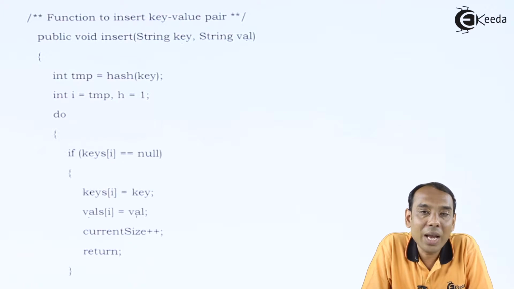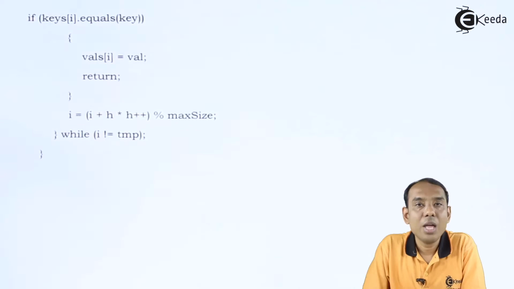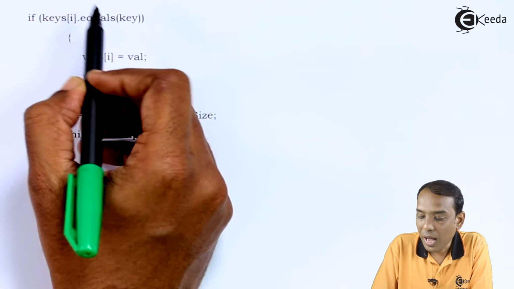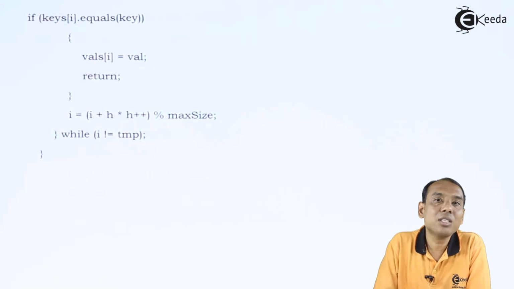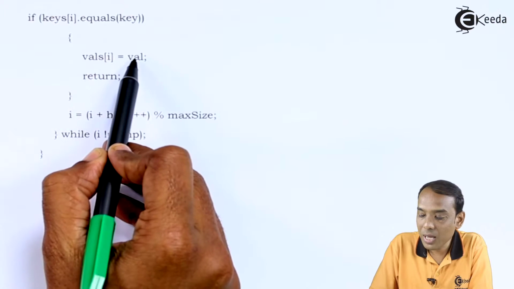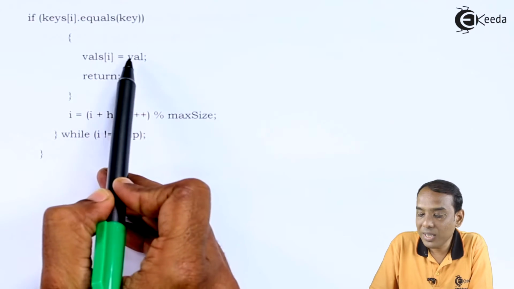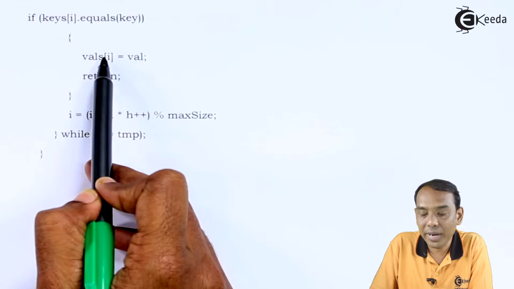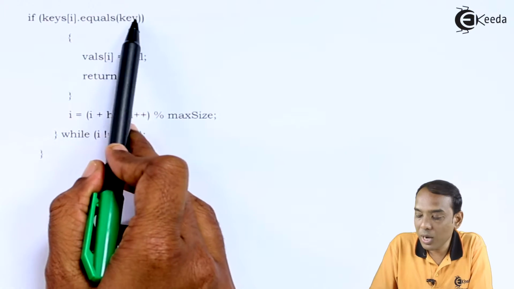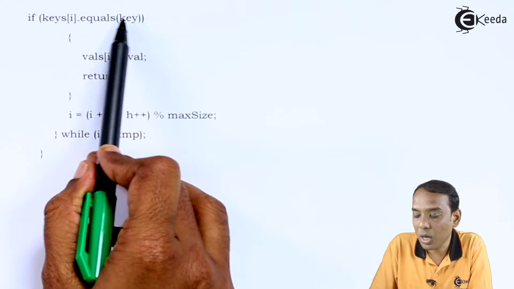Now we will check the while condition, but before that we need to check another set of values with another if condition. If keys[i].equals(key), so the key taken from the user is equal to keys[i]. In that case, we have found the key, and its corresponding value needs to be transferred. So we write vals[i] equal to val. Since we have found the key, only its corresponding value needs to be written. So we write vals[i] equal to val. This is taken for the corresponding key which we have found in keys[i].equals(key).